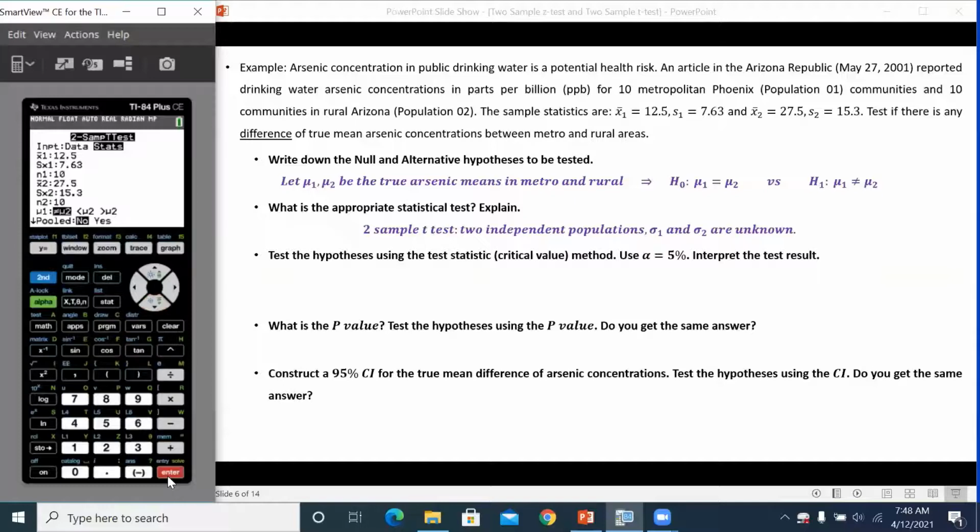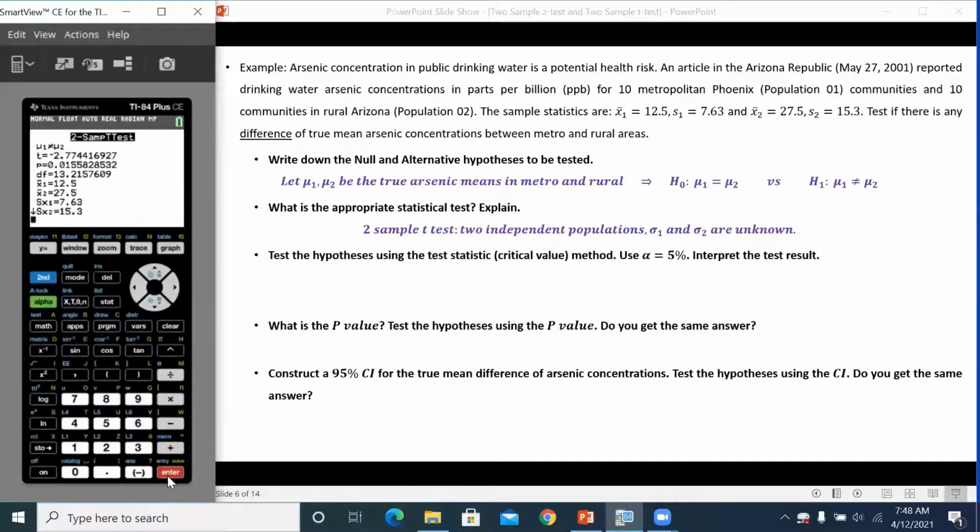And next line is pooled, no or yes. It's always no. We give pooled yes if the two variances from the two populations are given as equal. In that case, the equation becomes somewhat simpler. But we don't have to worry about how complicated the equations used. Therefore, select pooled as no always. Hit Enter. And then skip color and then select calculate and then hit Enter.